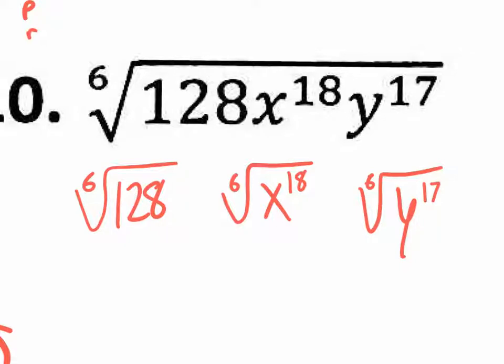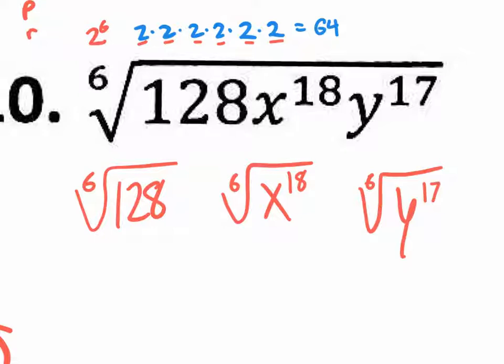If I go 2 times 2, I get 4. Times 2, I get 8. Times 2, I get 16. Times 2, I get 32. Times 2, I get 64. So that gives me 64, right? And right there I do have 1, 2, 3, 4, 5, 6 2's. So I have 2 to the 6th power is 64.